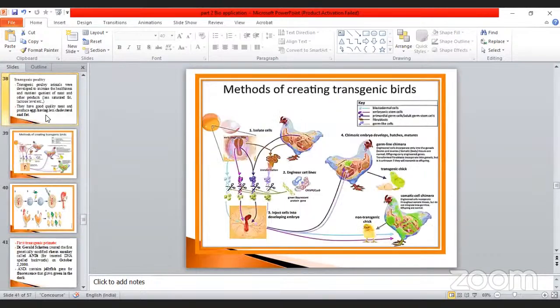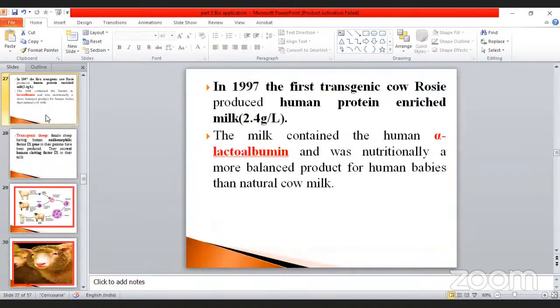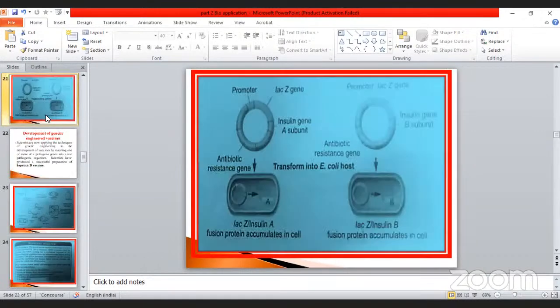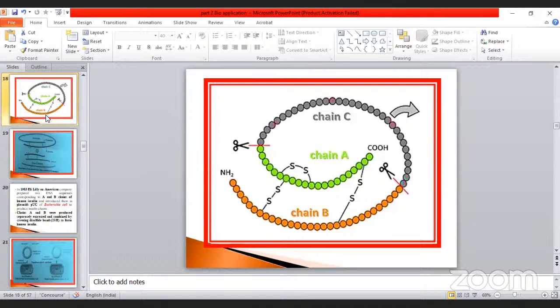I will summarize all those things we already discussed. First of all, you should know what is meant by insulin, who discovered it, what is pro-insulin, and how many amino acids are present in the A chain, B chain, and C chain. How they are joined together with the help of the disulfide bridge. All those things you already know about.